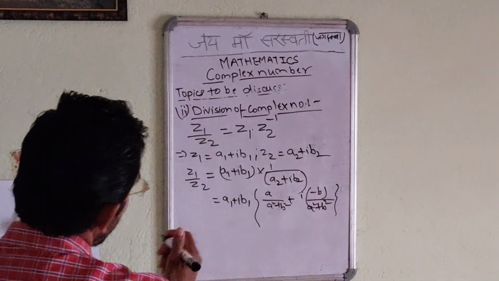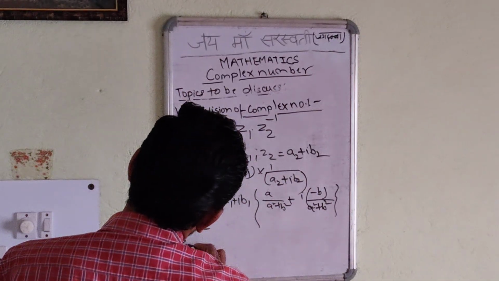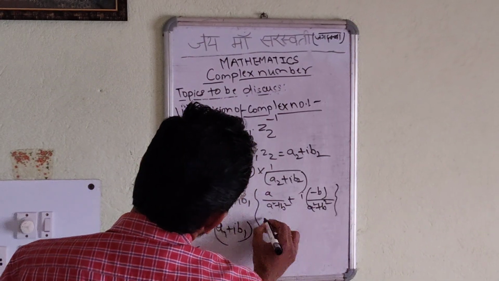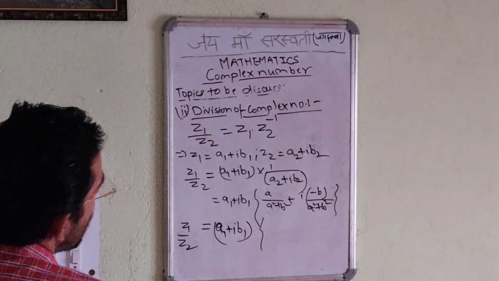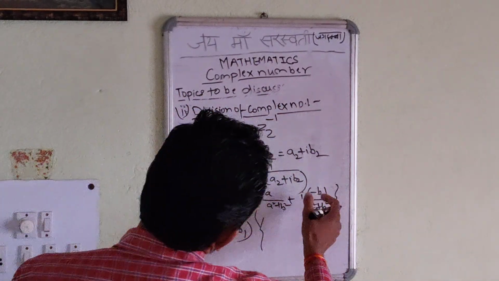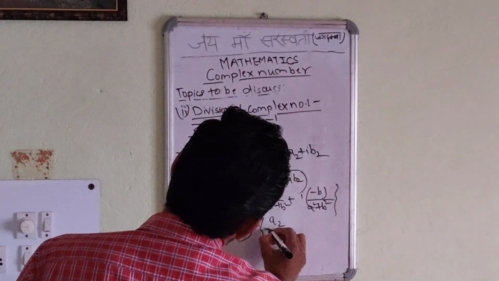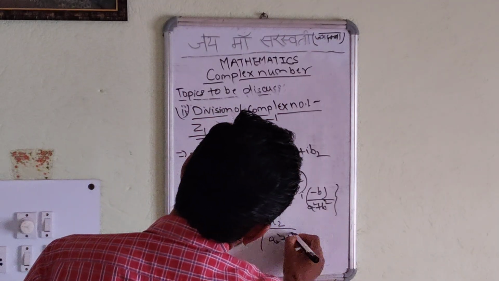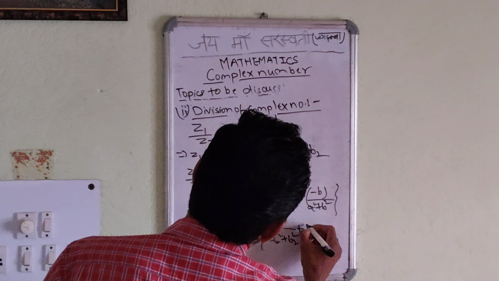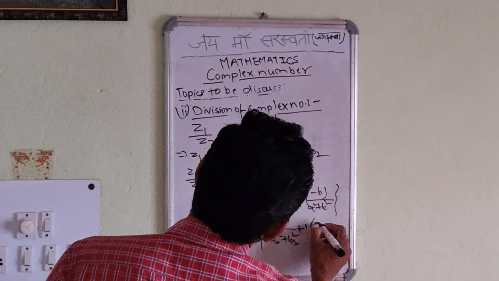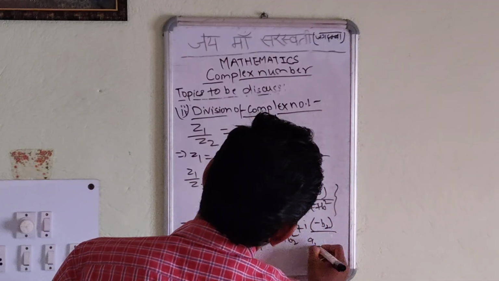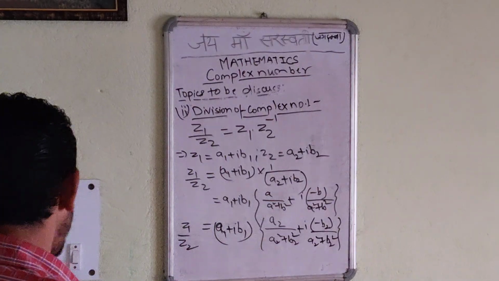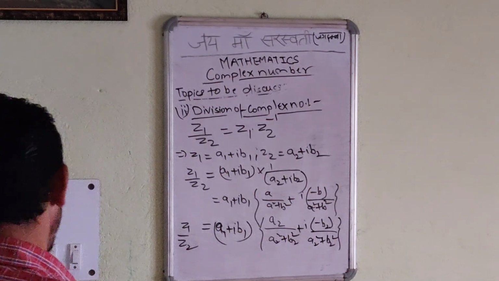So z1 by z2 is equal to (a1 plus ib1) into a2 by a2 square plus b2 square plus i into minus b2 by a2 square plus b2 square. So we had seen here how we are calculating.